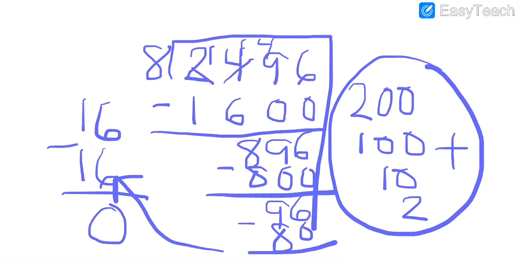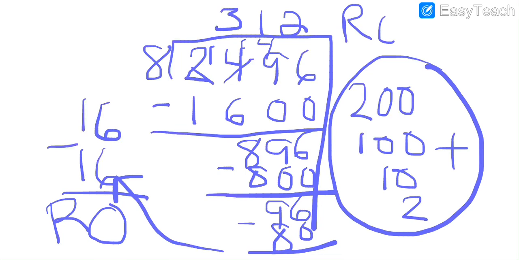So we have 200 plus 100 plus 10 plus 2. So we know 200 plus 100 is 300. 310 plus 2 is 312. We got it. So we're going to record 312 up top. And over here was our remainder, right? So we're going to record remainder 0.